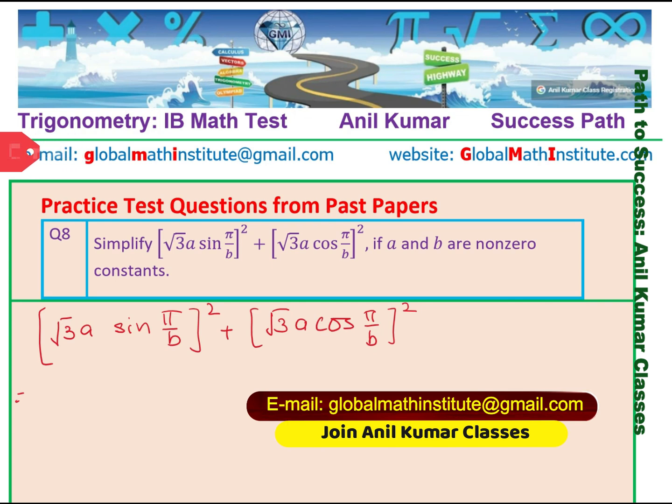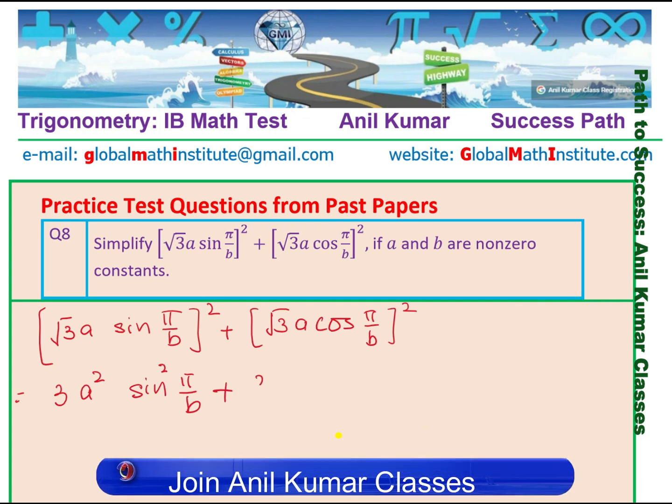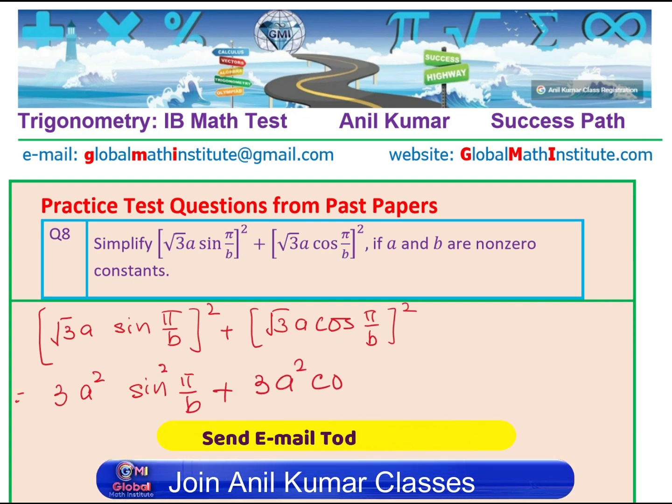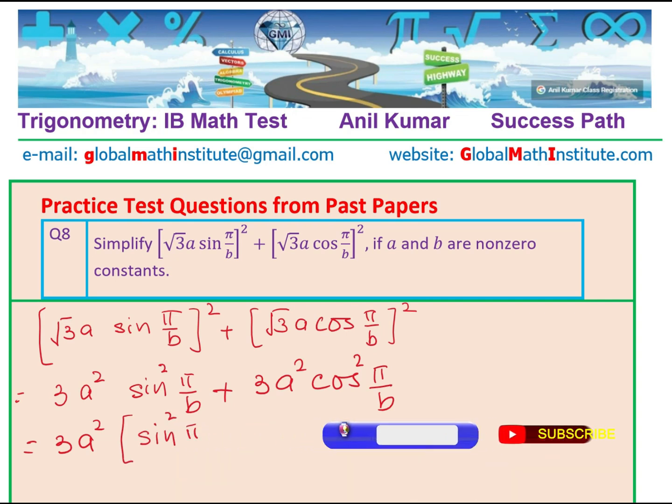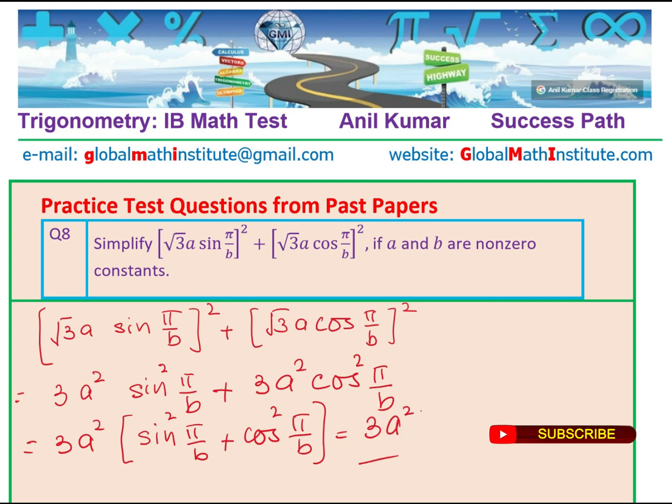Interesting way to write. Let me square it. So we get 3a² sin²(π/b) plus 3a² cos²(π/b), correct? And now if you take 3a² common, what do you get? You get sin²(π/b) plus cos²(π/b). Perfect, which is 1, you know. So this is 3a², correct? So we have evaluated the expression while simplifying.